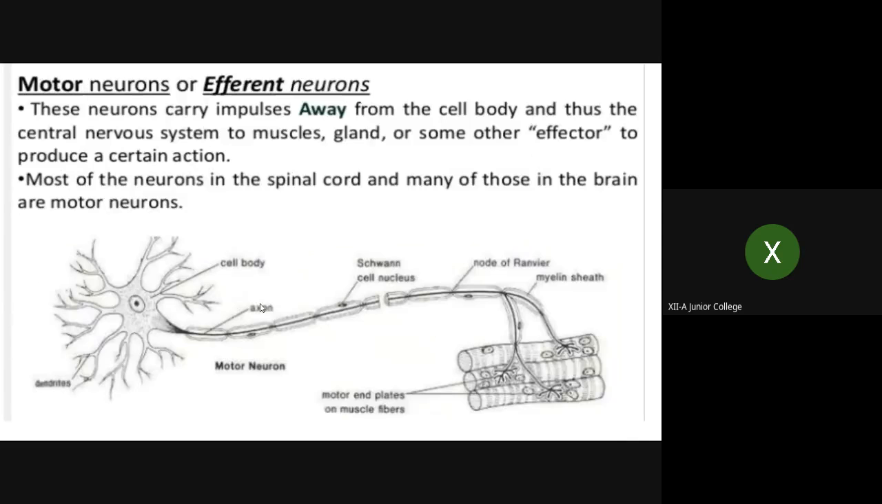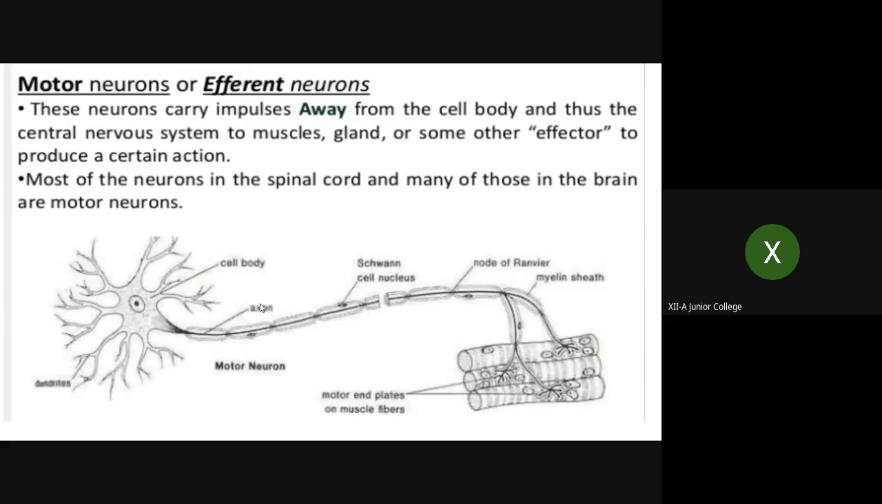Now another one, that is motor neurons. Motor, the word itself suggests moving. Motor is what? In the moving state, right? So motor neurons are also called efferent. As I told you, efferent, that is away. These neurons carry impulses away from the cell body, that is the central nervous system, to muscles, glands, or some other effector to produce a certain action.